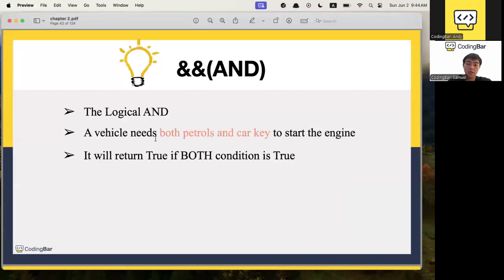And then there is logical AND. For logical AND, both values need to be true in order for the output to be true. For example, a vehicle needs both petrol and a car key to start the engine. That means we have to have both things. Both have to be true in order for this expression to be true.